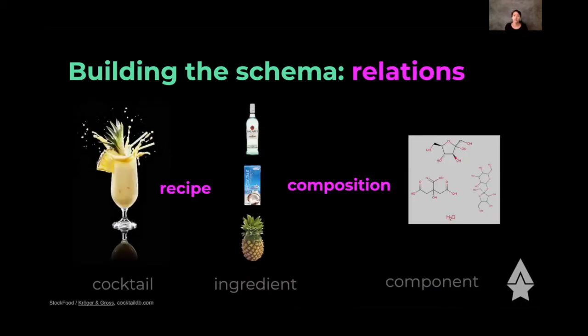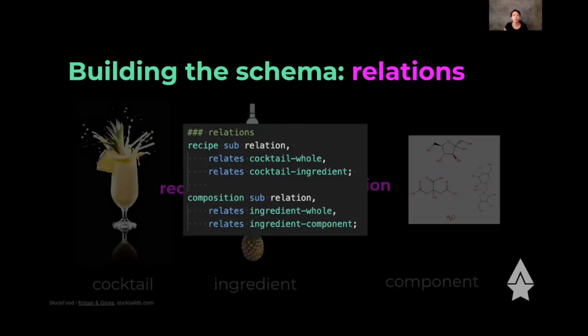Now, how are all of these entities connected together? These are the relations in the graph. The recipe relates the whole cocktail to the cocktail ingredient, and the composition relates the cocktail ingredient to the ingredient compounds. And that's exactly how you write it into your schema. The recipe is a relation, which relates the whole cocktail to the ingredients, and composition is a relation that relates the whole ingredient to compounds.